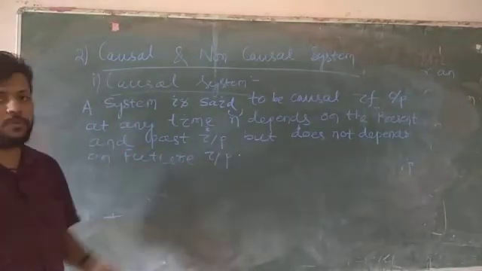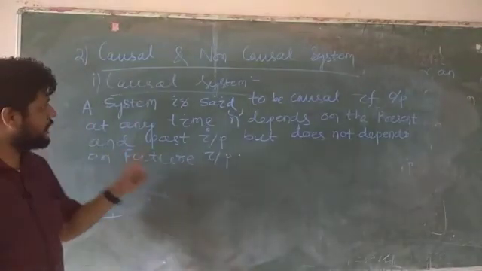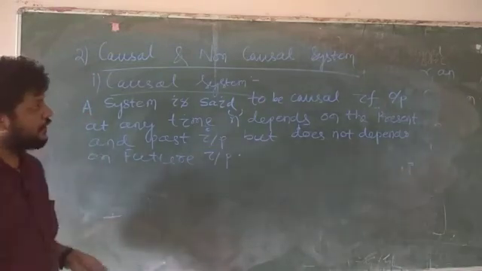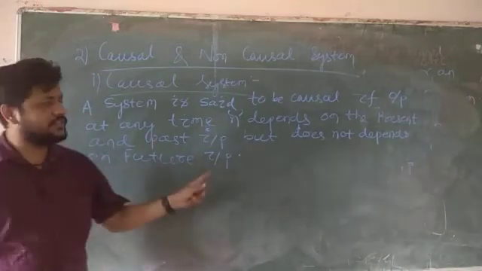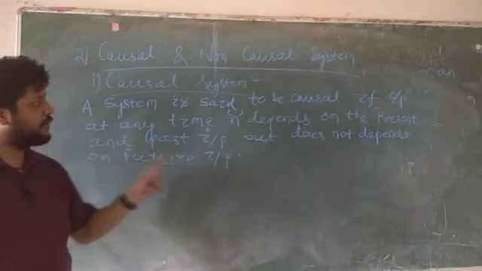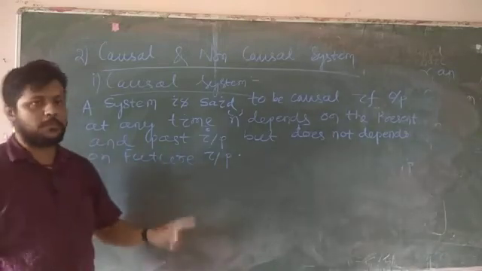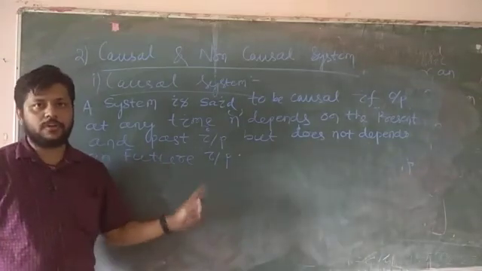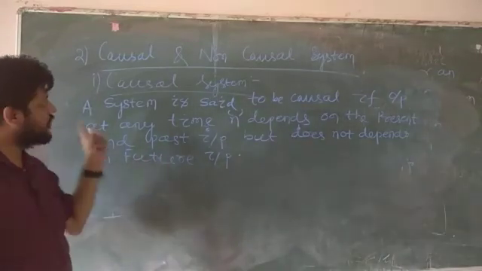A system is said to be causal if at any time n, any time means at any time instant n, the output depends on the present and past input, but doesn't depend on the future input. The future value of input, it depends, then that system is causal system.